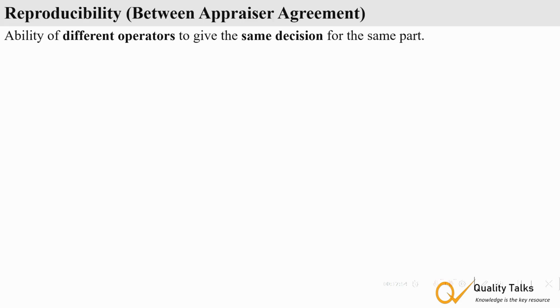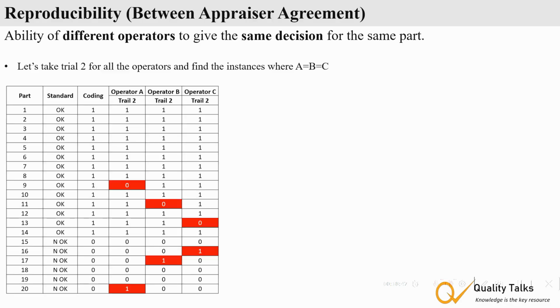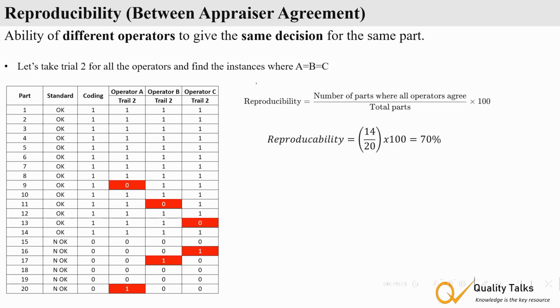Now let's calculate the reproducibility. It is the between-appraiser agreement. We will take trial 2 and find out the instances where operator A, operator B and operator C have given the same decision. This is a summary of trial 2. We can see there are 6 cases where the 3 operators have not given the same decision. The formula is: reproducibility is equal to the number of parts where all operators agree divided by total parts, multiplied by 100. We know the number of parts where all operators agree is 14. Dividing it by 20 and multiplying by 100, the reproducibility is 70%.